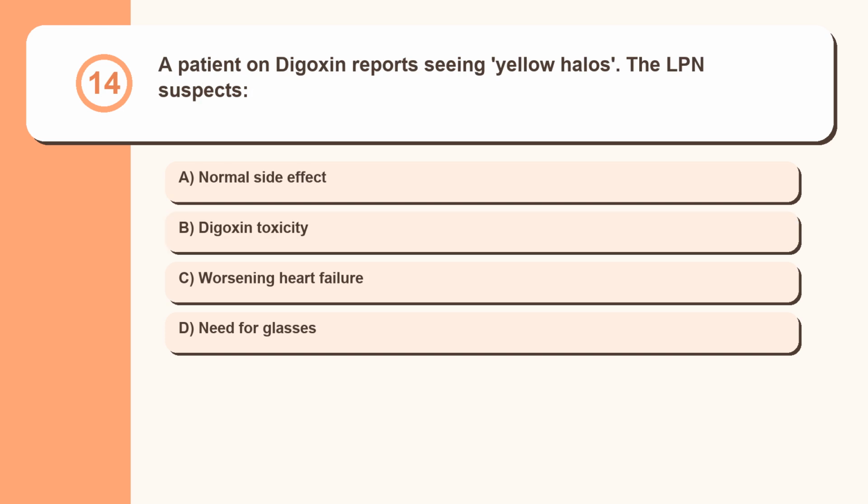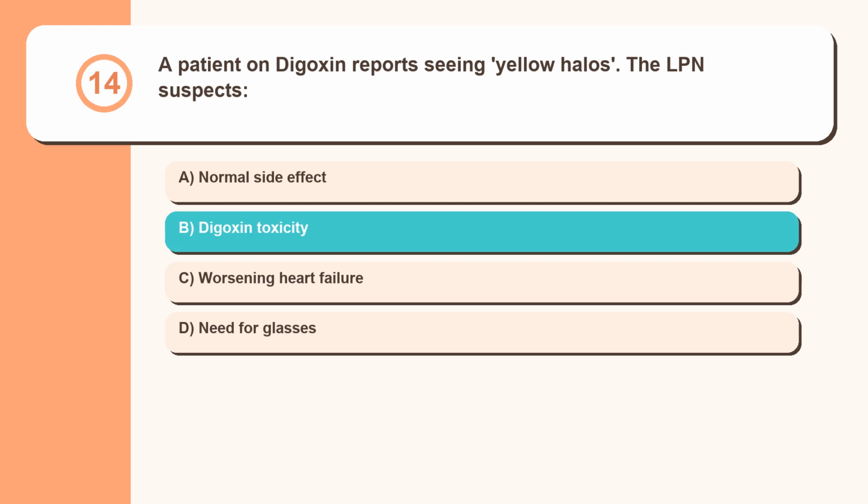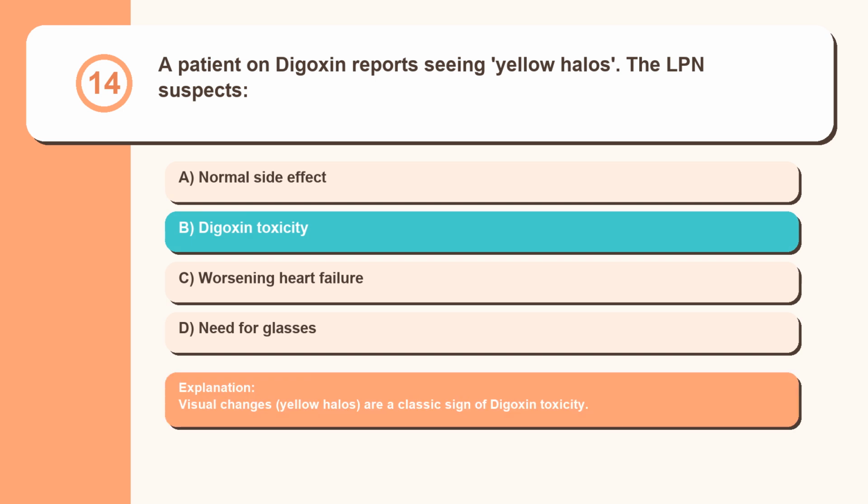Question 14. A patient on digoxin reports seeing yellow halos. The LPN suspects normal side effect, digoxin toxicity, worsening heart failure, need for glasses. Visual changes, yellow halos, are a classic sign of digoxin toxicity.